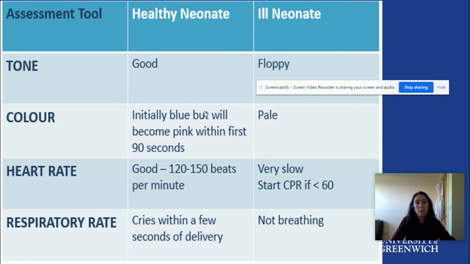As I said initially, we're looking at whether the baby is healthy or whether it's ill. So here we look at the tone. Is it normal, good tone, or floppy baby?